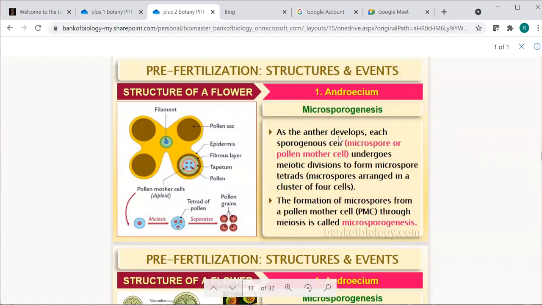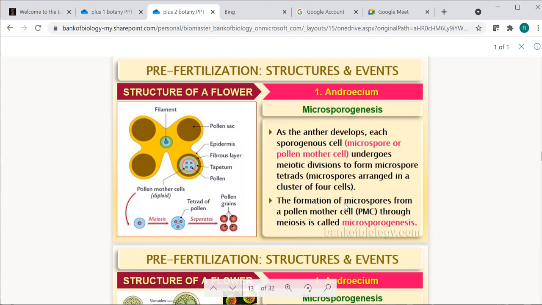As the anther develops, each sporogenous cell, that is the mother cell, you can call it the microspore or pollen mother cell, undergoes meiotic division to form microspore tetrads. So through meiosis, it forms microspore tetrads, arranged in a cluster of 4 cells.